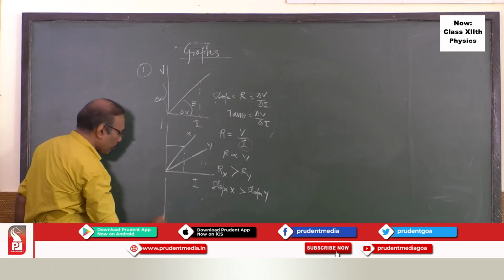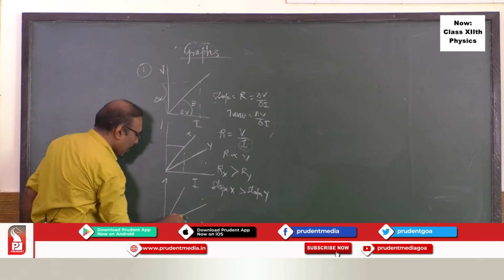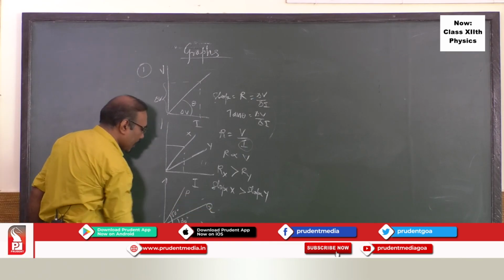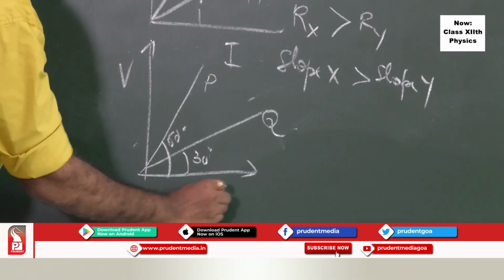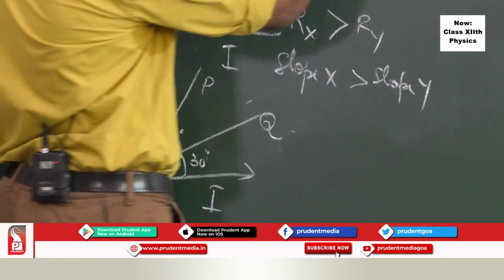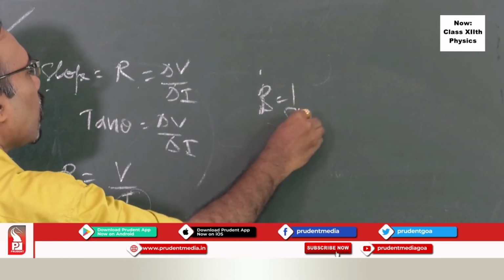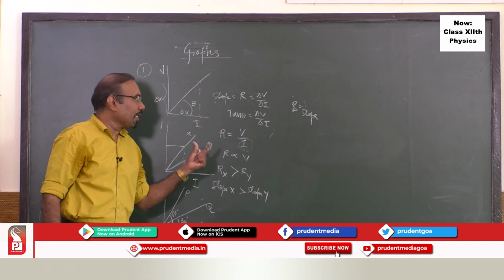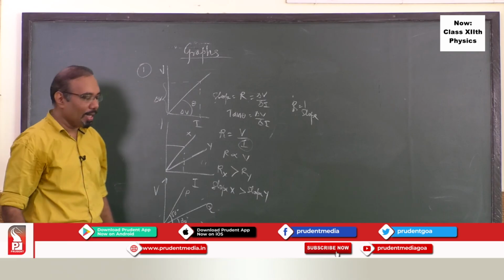Now, for example, suppose we have a situation like this, where this is given as 30 degree and this is given as 60 degree. Which has a greater resistance? We can compare the tan theta value and arrive at the answer if it is a VI graph. If it is an IV graph, then the resistance will become 1 by slope, and accordingly you have to infer which has a greater slope. Whichever has a greater slope has lesser resistance. So these are the graphs based on V is equal to IR.